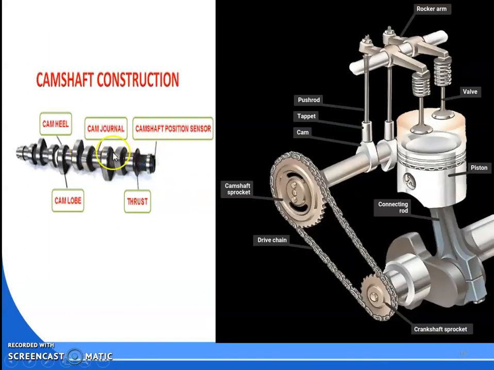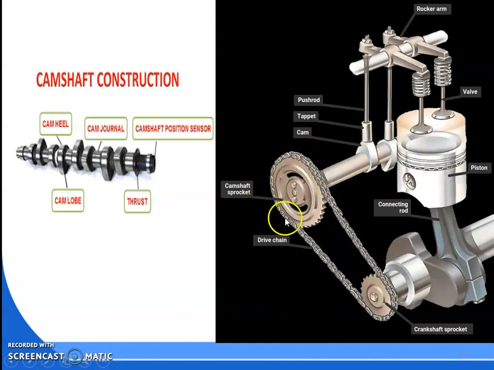See, this is the cam lobe and this is the camshaft. See the arrangement here. This is the piston, this is your valve, this is also your valve, the inlet valve. This is the rocker arm, this is the tappet rod, this is the push rod, this is the tappet pad, this is the cam. See, this is the camshaft.